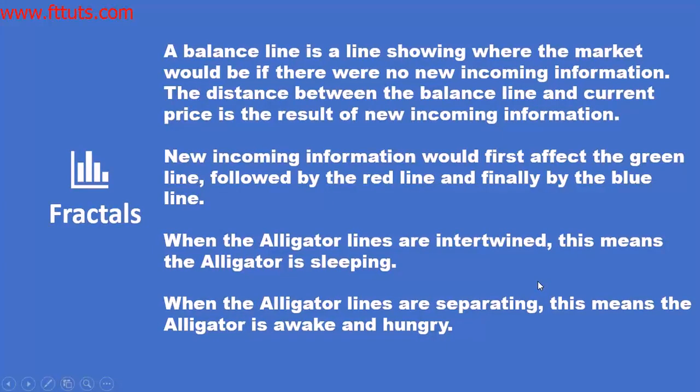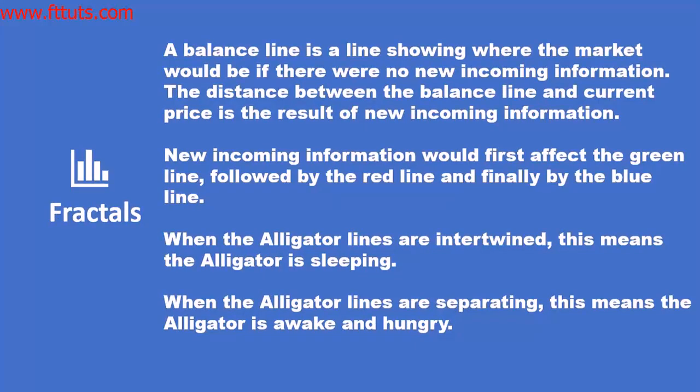So a balance line, you want to understand what that is. A balance line is a line showing where the market would be if there were no new incoming information, right? So the distance between the balance line and current price is the result of new incoming information. New incoming information would first affect the green line, followed by the red line, and finally by the blue line. So when the alligator lines are intertwined, this means the alligator is sleeping. When the alligator lines are separating, this means the alligator is awake and hungry.